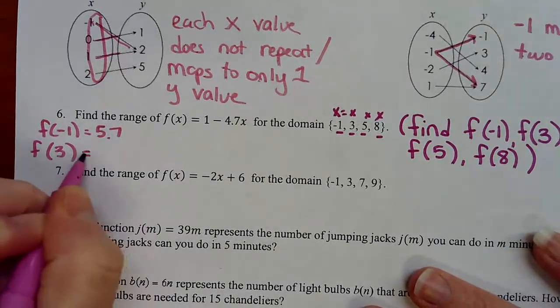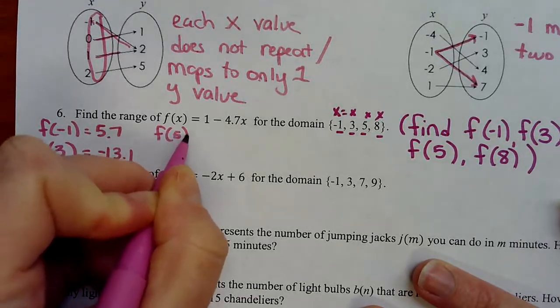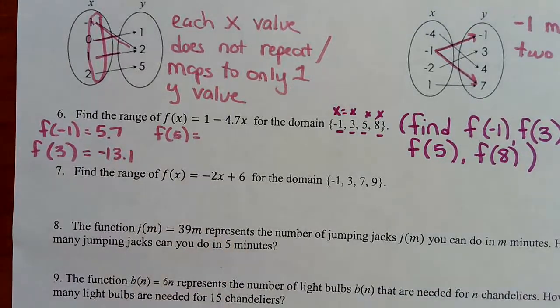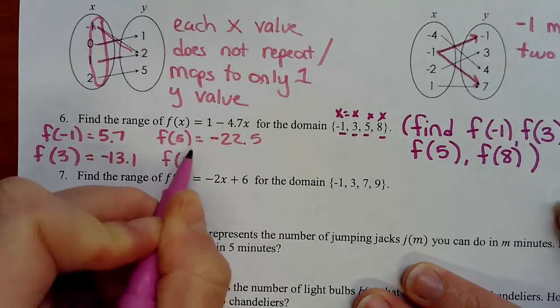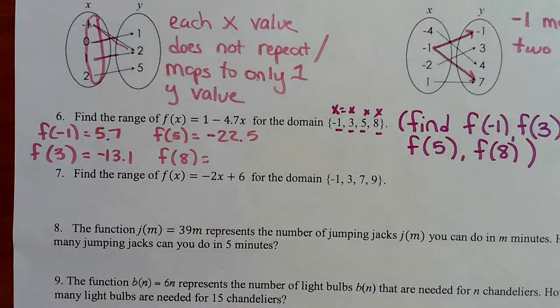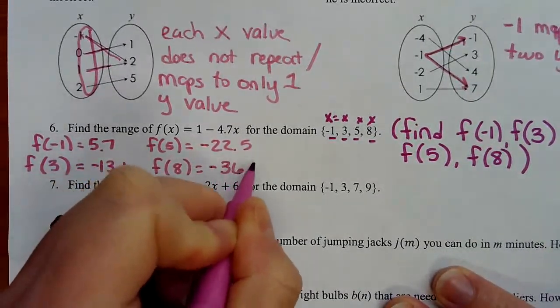And you get negative 13.1. And then you're going to plug in a 5. And then do 1 minus 23.5. You get negative 22.5. And then you plug in an 8. And then 1 minus 37.6. And you get negative 36.6.